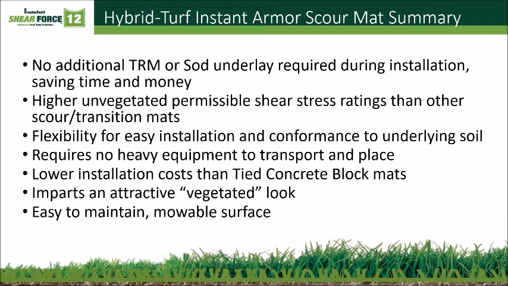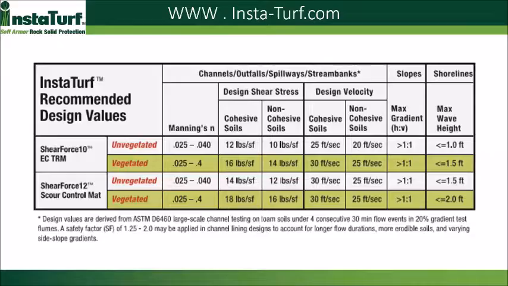So wrapping up the 12, with this product you don't need an additional underlay, TRM, or sod. And that basically saves you time and money in the installation. It gives you higher permissible shear stress ratings than other scour transition mats, before vegetation development and establishment. It's a very flexible product, so it's real easy to install and get the product to conform to the underlying soil. And you don't need heavy equipment to transport it and place it. That really results in lower installation costs than, say, tied concrete block mats, articulated concrete blocks, or rock riprap. And with this product, you also get that vegetated look from day one, and it's fairly easy to maintain in the long term.